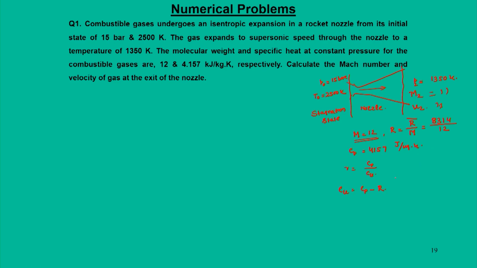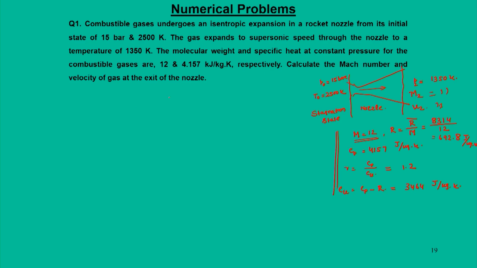So, putting in this number we can get R as 692.8 joule per kg Kelvin. So, with Cp and R, Cv can be estimated as 3464 joule per kg Kelvin. Once you know Cp and Cv, gamma becomes 1.2. This data is required for our analysis.